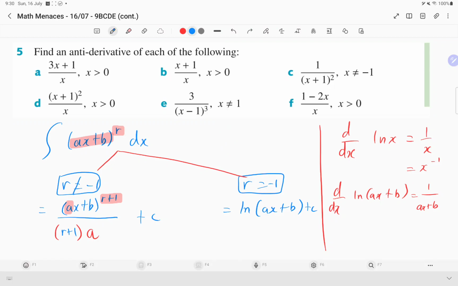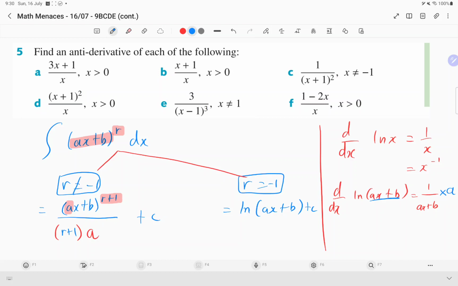Plus c? No, when you're deriving, there's no plus c. You're getting mixed up between antiderivatives and derivatives. When you're deriving, there's no plus c, but you need to do the chain rule. You derive what's inside as well, which gives you a.